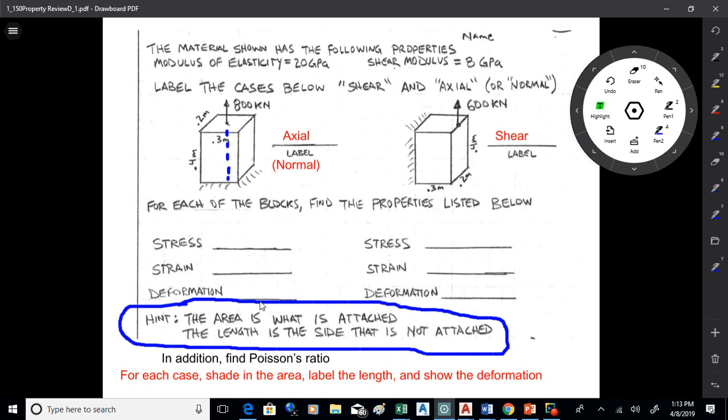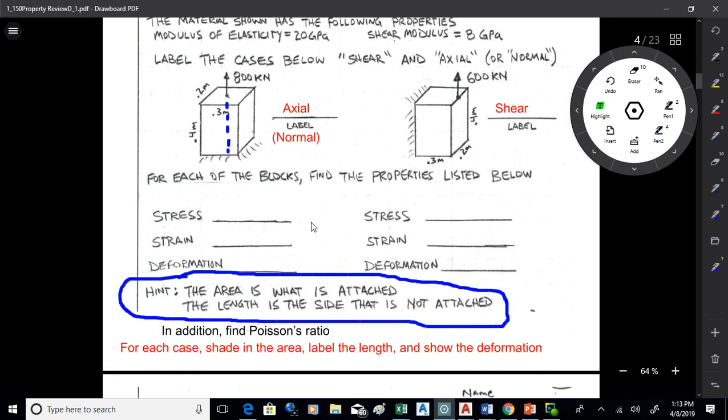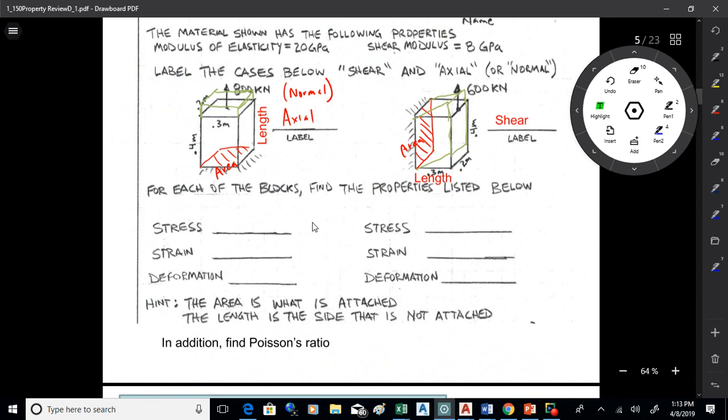Got something there shaded in and stretched and all that. Doing all right with that. Okay, so something like that. The one on the left, the bottom surface is attached to the floor. The length is the other dimension, and it's going to stretch up. The one on the right, the area is attached to the wall. The length is the horizontal dimension, the one that isn't in the area. And then it slides up. Each plane slides a little bit with respect to the one next to it. So if you look at this one in 2D, it would look something like that.